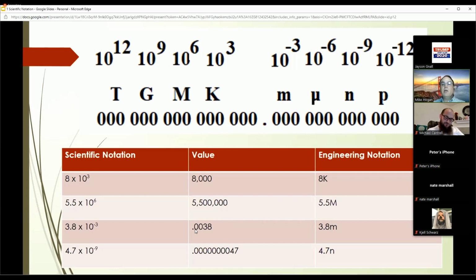If I'm converting to engineering notation using the prefix, times 10 to the -3rd is milli, right? So 3.8 milli. Same thing with nano. If I'm going 4.7 times 10 to the -9, I convert that to my whole number by just adding the zeros, moving the decimal 9 places, or 4.7 nano.